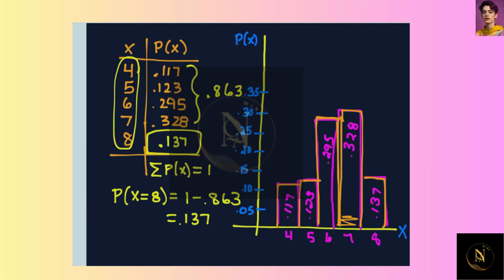So there's, again, 2 parts to this. You had to find the probability that x equals 8 and you needed to draw your graph.